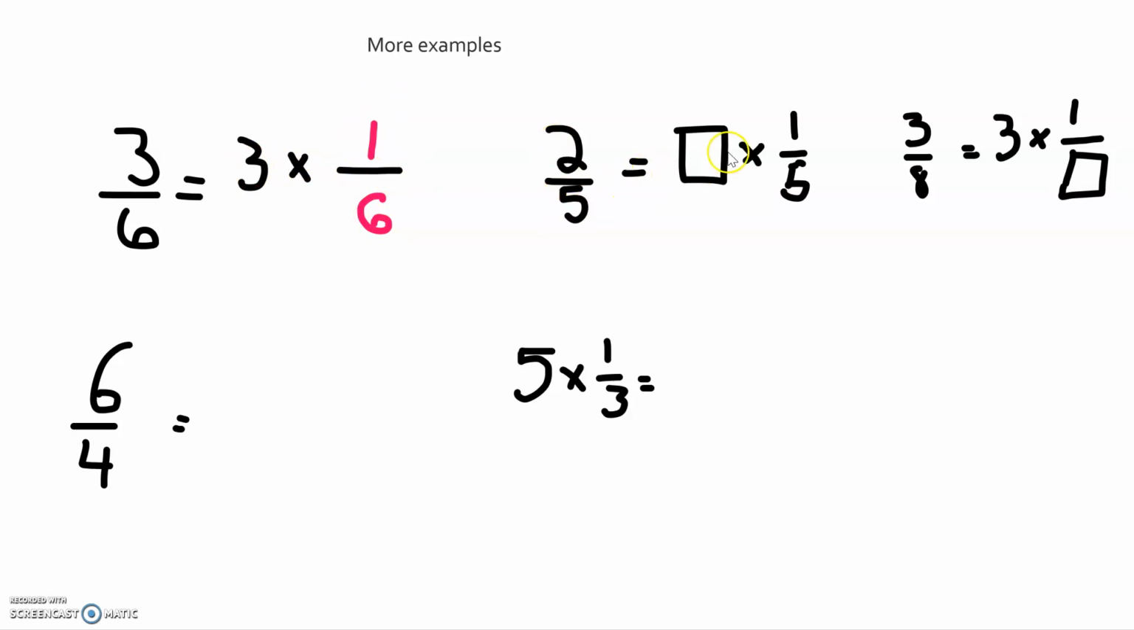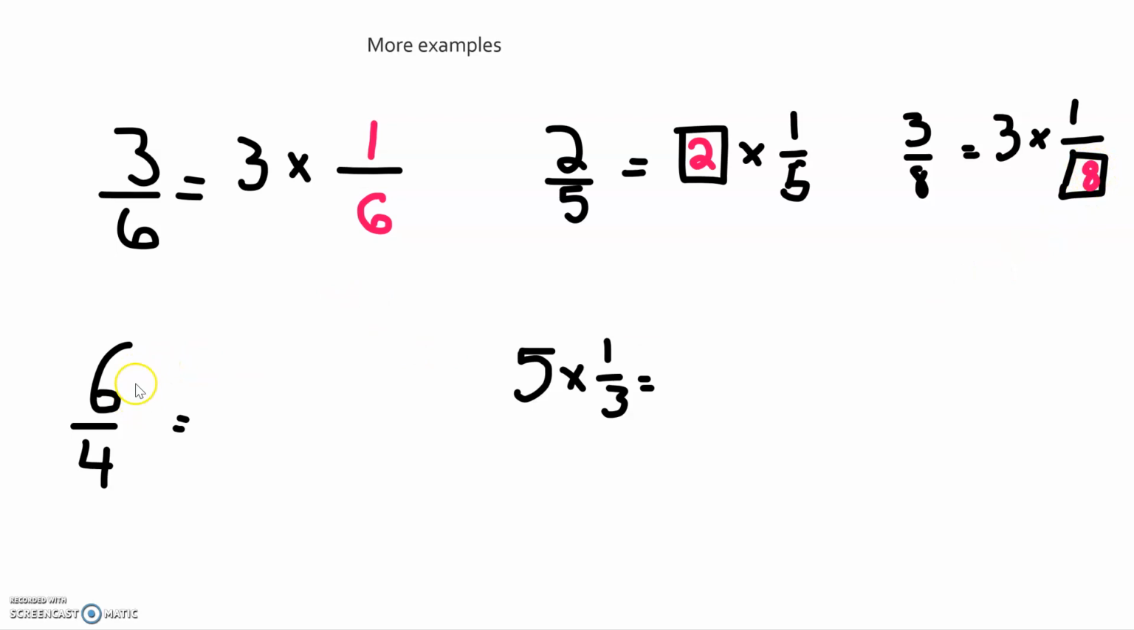2/5 is equal to what whole number times this unit fraction? So I see over here that it's 2/5, and if I multiply 2 times 1, I'm going to have 2, and remember the denominator stays the same. Once again, 3/8, my whole number is a 3, so it's going to be 3 times 1 on the top, and then my denominator stays the same.